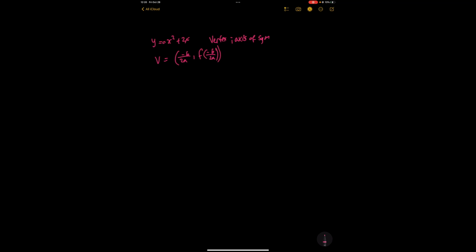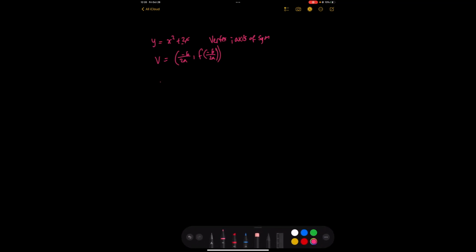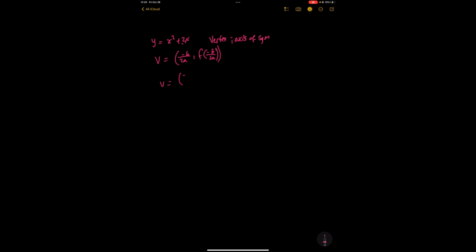Well, we have a right here and we have b, and a is equal to 1, because the coefficient of x squared is actually 1. So that means v will be equal to -b, which is -2, over 2a. 2 times a is equal to 2. And we have f of -2 over 2. Well, what is -2 over 2? v will be equal to -1.